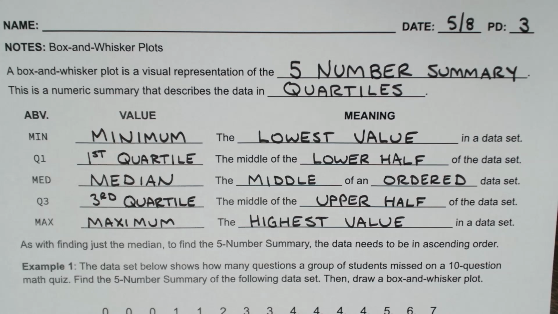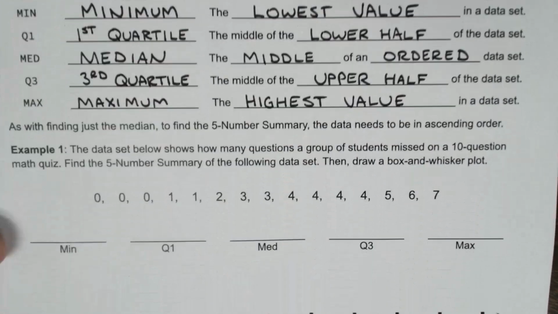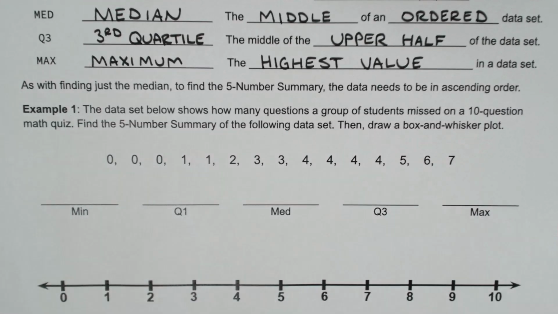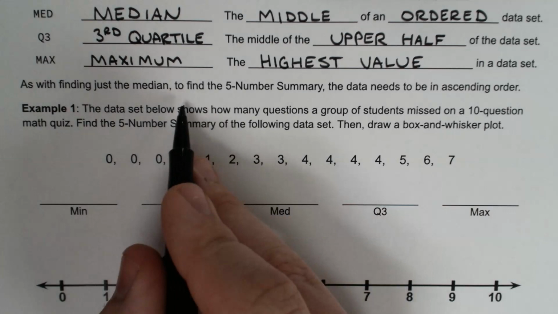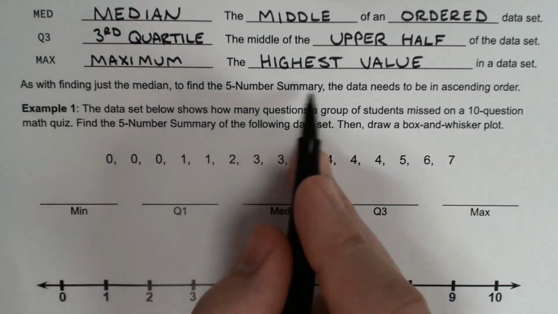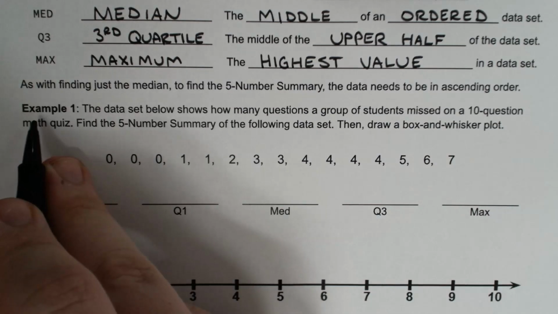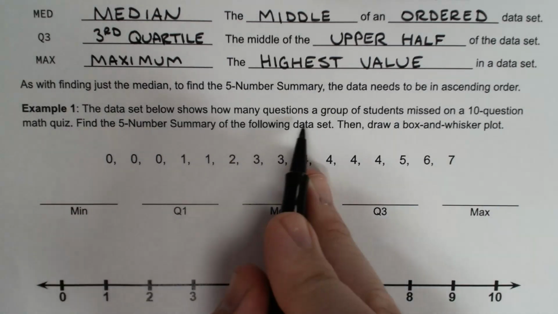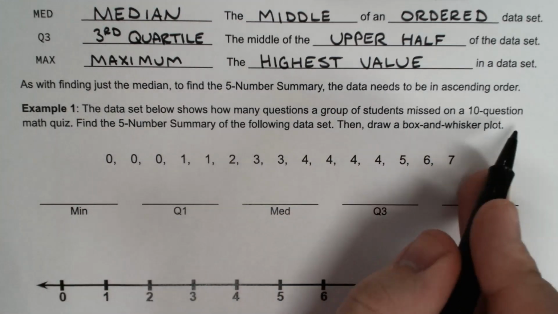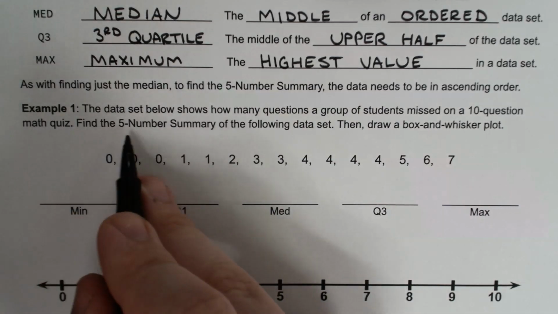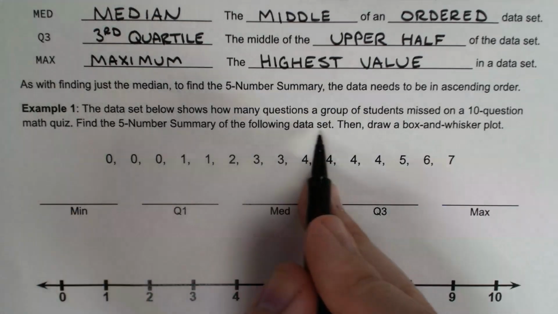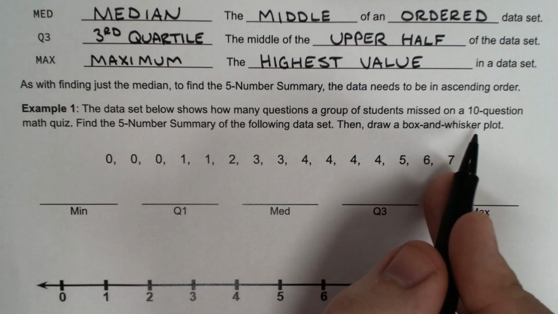So I want to do this one time by hand so you can see where these numbers are coming from, and then we'll focus on how to get it from the calculator. As with finding the median, you need to have the data in ascending order. That's been taken care of for us here. Example 1, the data set below shows how many questions a group of students missed on a 10-question math quiz. Find the 5-number summary of the following data set and then draw a box and whisker plot.